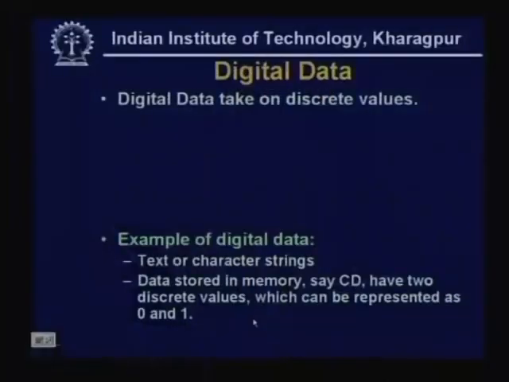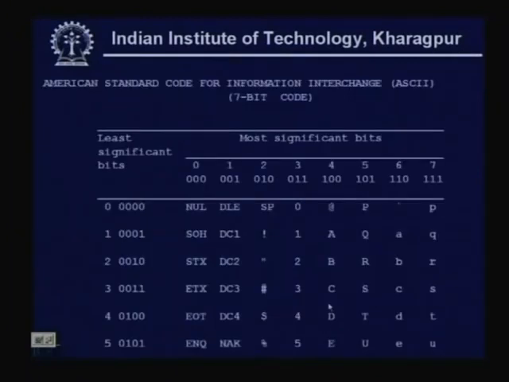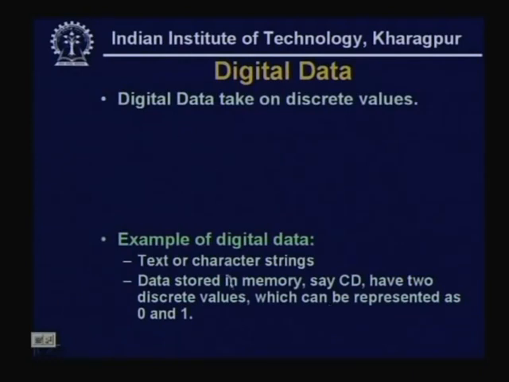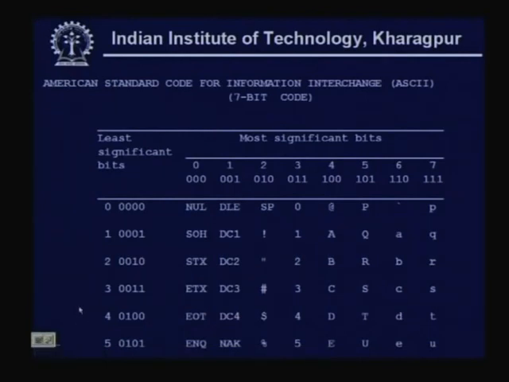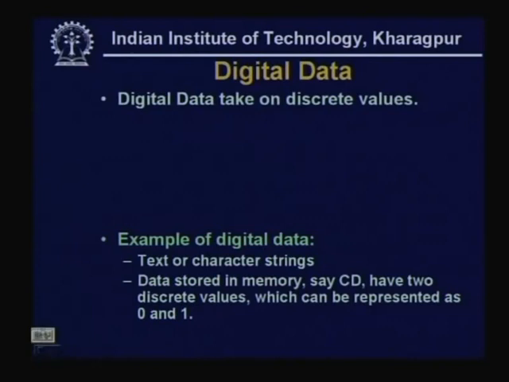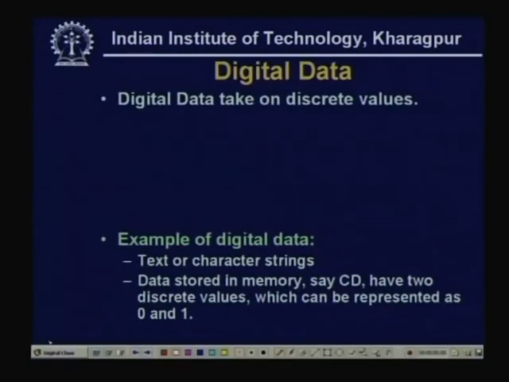Now, let us consider digital data. Digital data take on discrete values. Suppose here is your signal, again represented in terms of time, it can have, say, 1, 0, 1, 1. So, these are the discrete values.